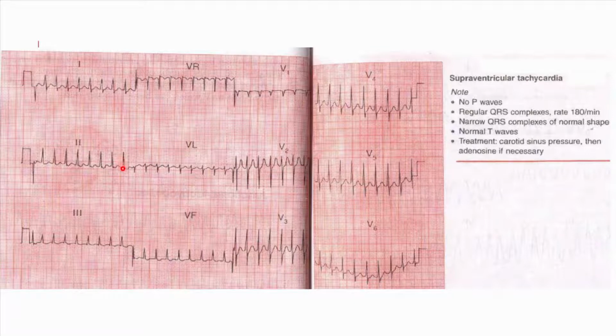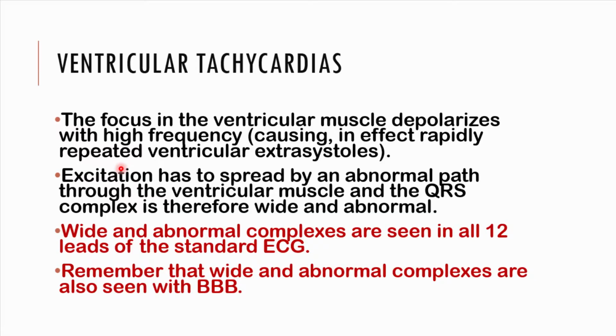The QRS complexes are pretty much regular, and they will have a rate of 180 beats per minute here, and they are narrow and they are of normal shape. The T waves here, as you can see, are pretty much normal. So this is usually a sinus or a supraventricular tachycardia. Usually when we treat these, we could apply some carotid pressure, and then we could give them adenosine if it's necessary. Then with the ventricular tachycardia, remember that here the focus is coming from the ventricular muscle.